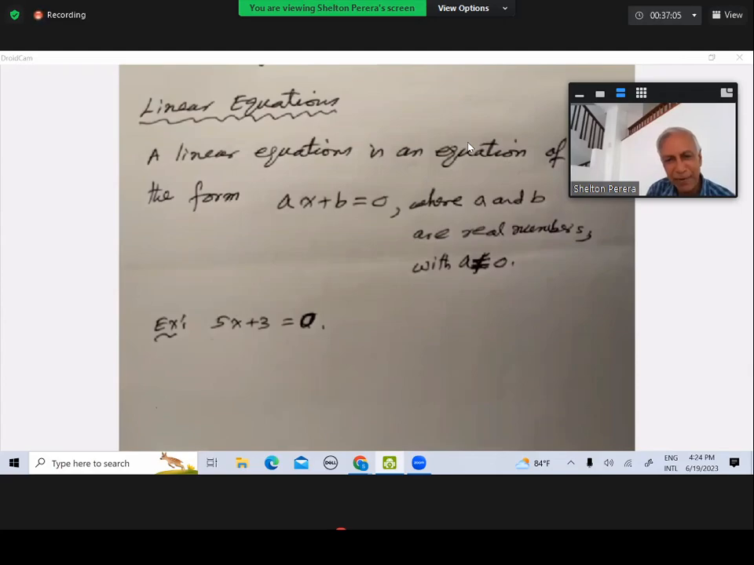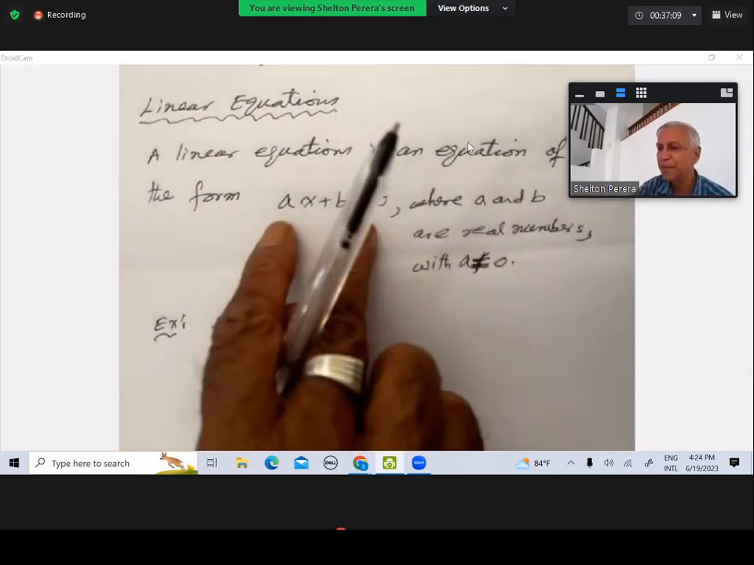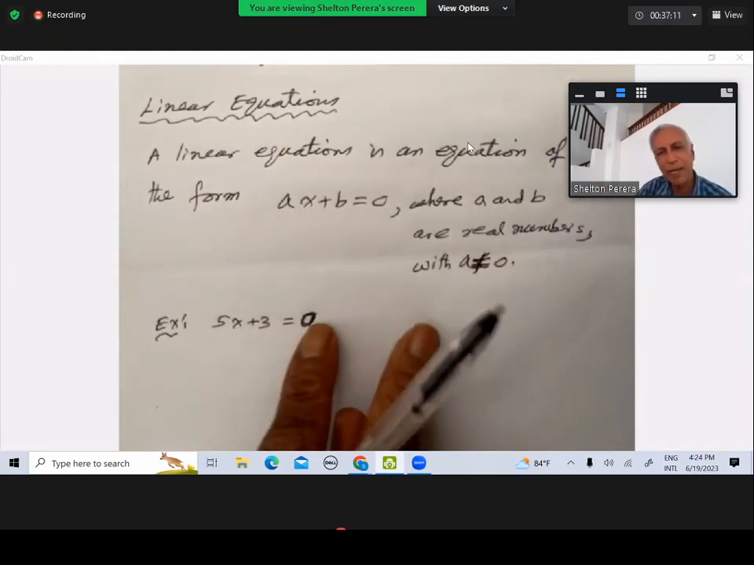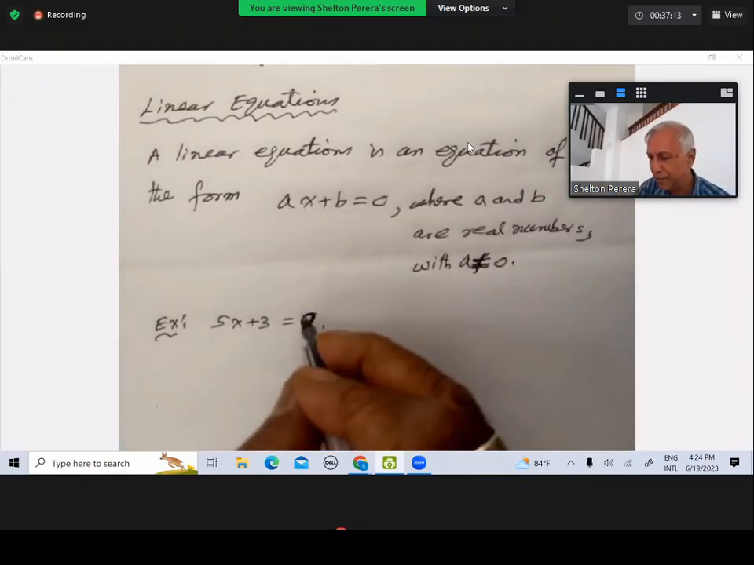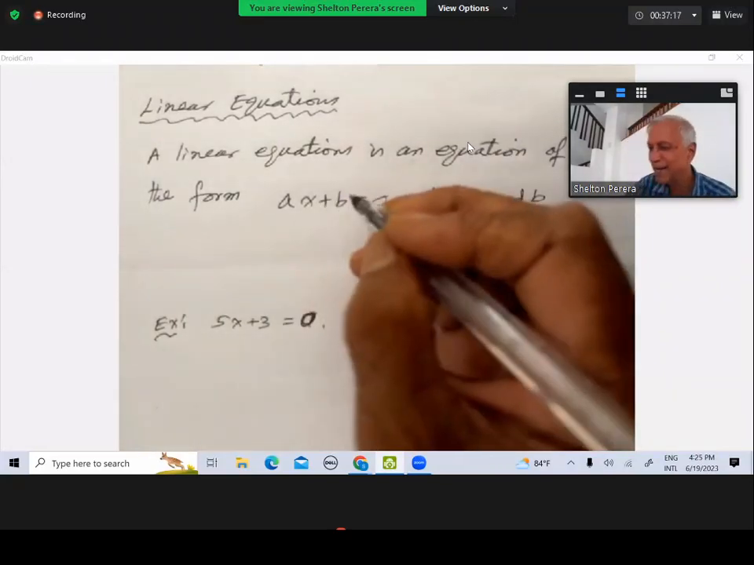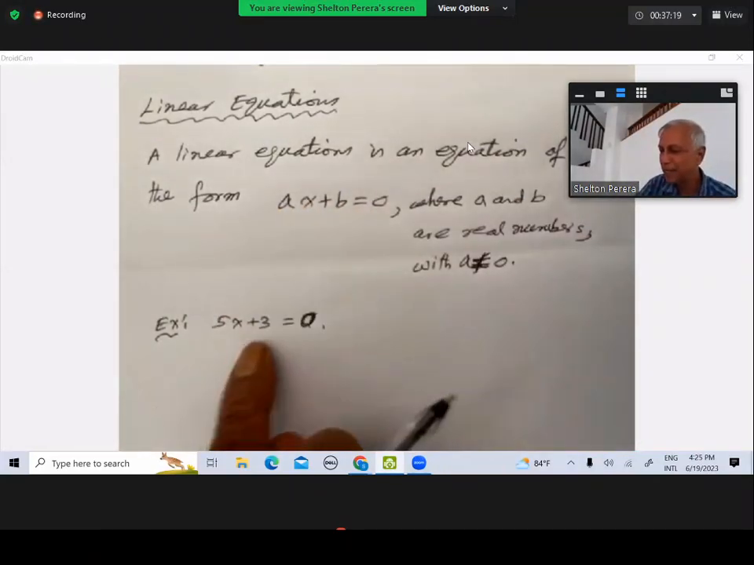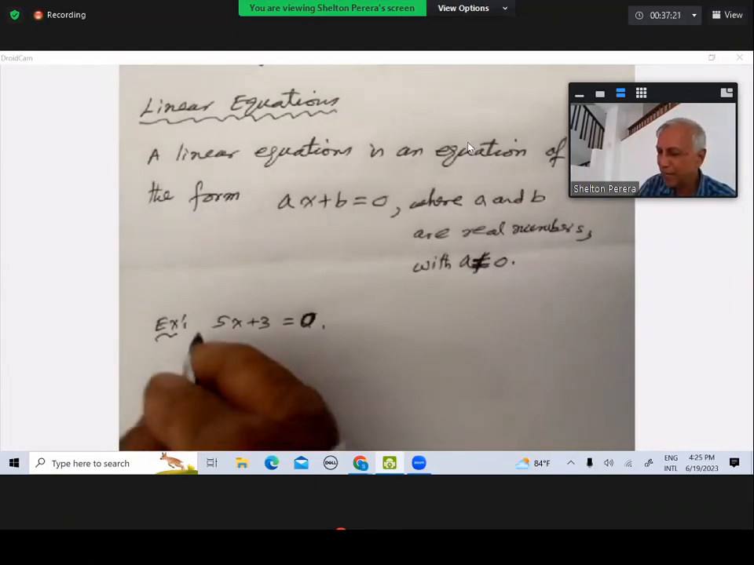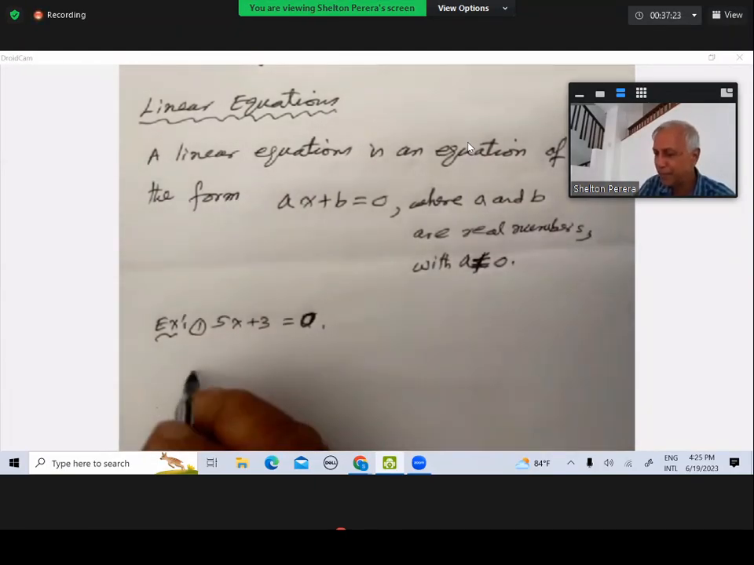Is that a linear equation? Yes. Why? It's of this form. I'll tell you how to do it if it is 7, and you know it also. But anyway, 5x plus 3 equals 0. That is an example of a linear equation.